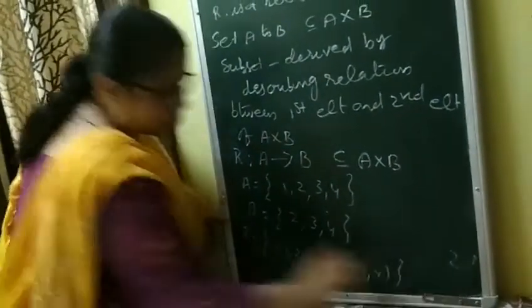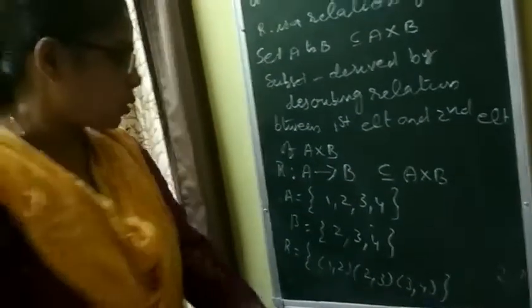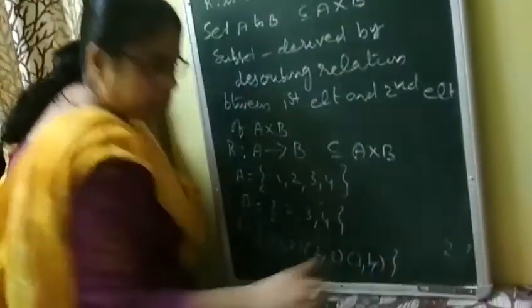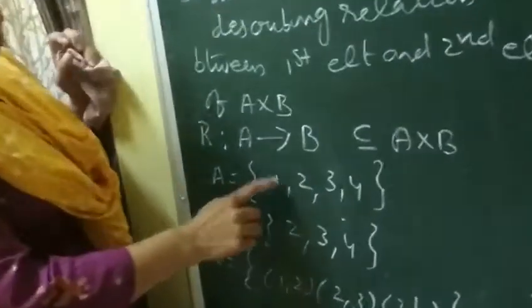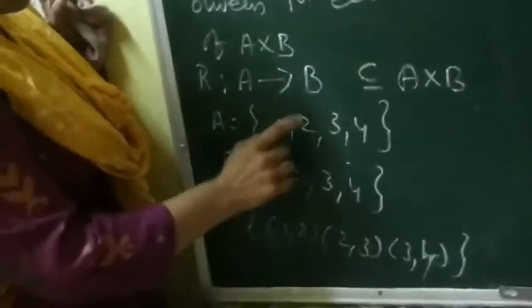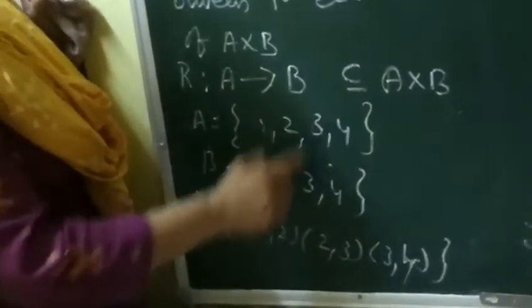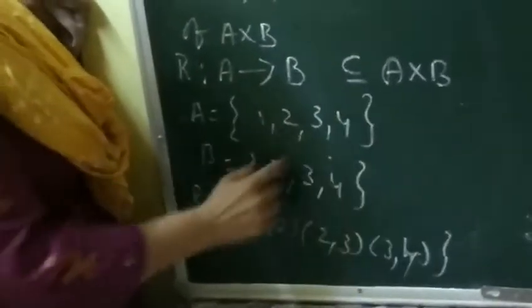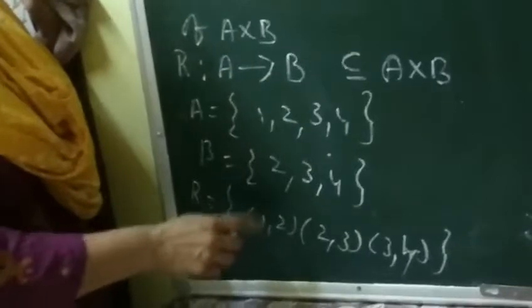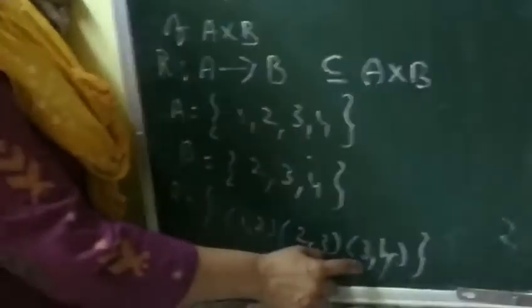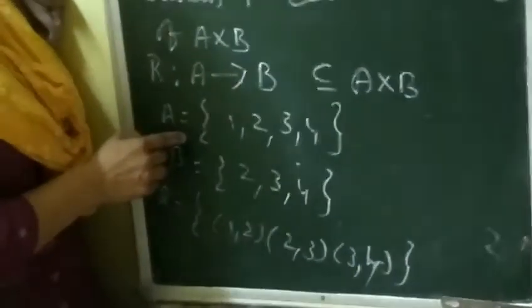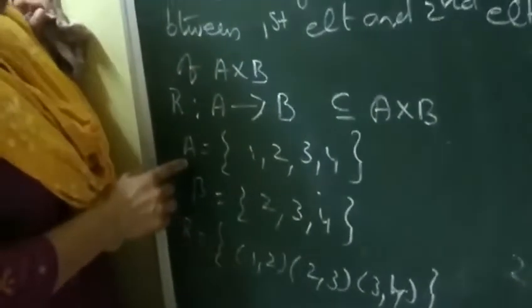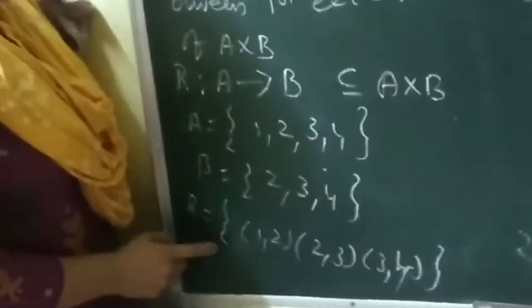See, is it a relation or not? The Cartesian product is (1, 2), (1, 3), (1, 4), (2, 2), (2, 3), (2, 4), (3, 2), (3, 3), (3, 4), (4, 2), (4, 3), (4, 4). And (1, 2), (2, 3) and (3, 4) are elements of the Cartesian product. That means R is a subset of A into B. That is why this is a relation.